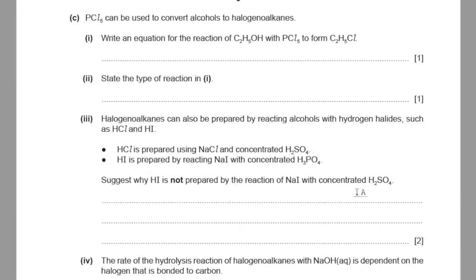Part C, PCl5 can be used to convert alcohols to halogenoalkanes. Part 1, write an equation for the reaction of ethanol with PCl5 to form ethyl chloride. So, ethanol reacting with PCl5, this gives halogenoalkane, which is ethyl chloride, plus POCl3 plus HCl.